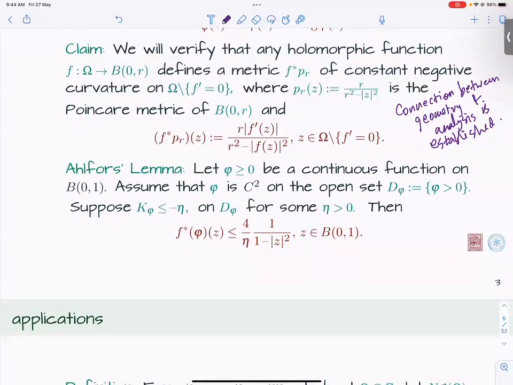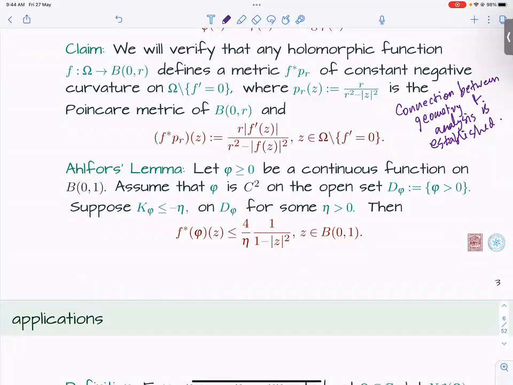But this very simple looking lemma, I'm not going to repeat the proof of the lemma. The proof entirely depends on two facts. If you can remember those two facts, that a continuous function on a compact set attains its maximum, and at a point of maximum, the Laplacian of the function must be negative, okay? So these two essentially make up the proof of this Ahlfors' lemma. Why is this Ahlfors' lemma beautiful?